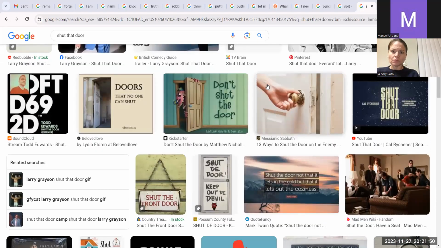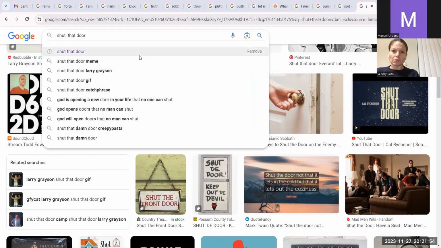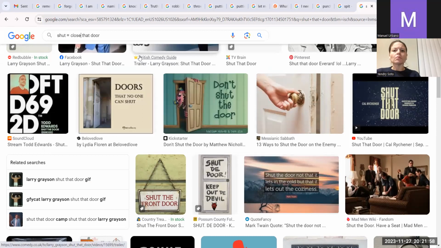Shut is a simple synonym of close. So use shut when you want to make it 100%. Shut is 100%. Close is just cerrar. The door is closed, but we don't know if it's locked, if it's well secured. So when you say shut the door, it means you want it to not open again.